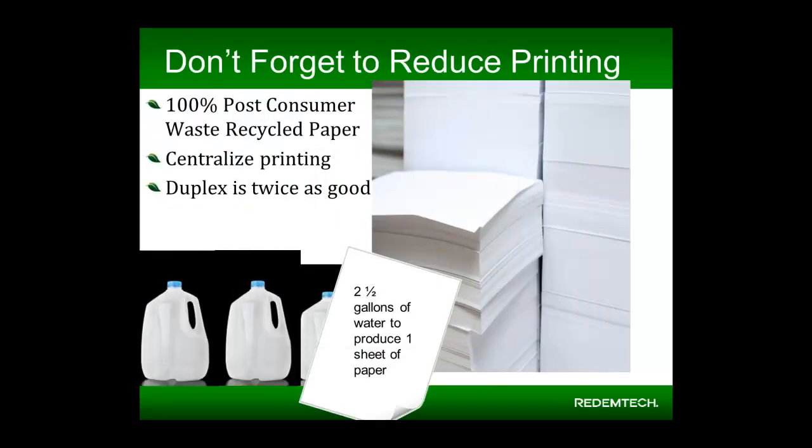Now, no talk about green IT can be complete unless you know one of the most horrifying statistics of all: it takes 2.5 gallons of water to produce one sheet of paper. I think in the UK they call it A4. It's roughly an 8.5 by 11-inch piece of paper that's represented by this slide. It takes 2.5 gallons of water to produce one sheet of paper.